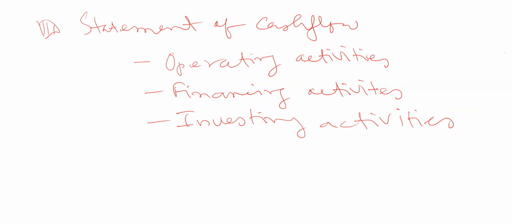And FASB encourages the use of the direct method for preparing the cash flow from operating activities. Of course, here you will see that if they don't follow the direct method, they need to prepare a reconciliation. Now FASB says that if you use the direct method, you don't need to prepare the reconciliation to show the changes in your operating activities.